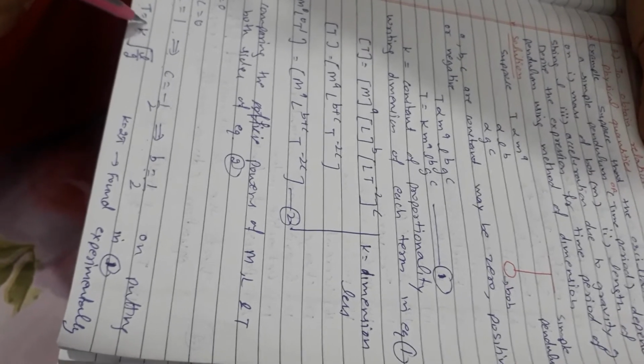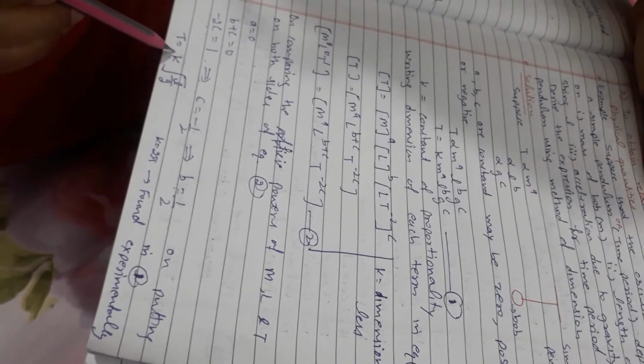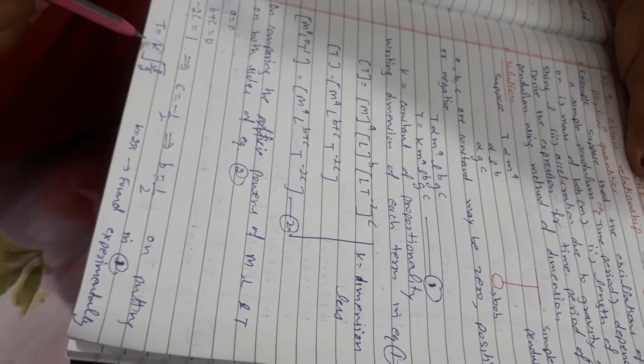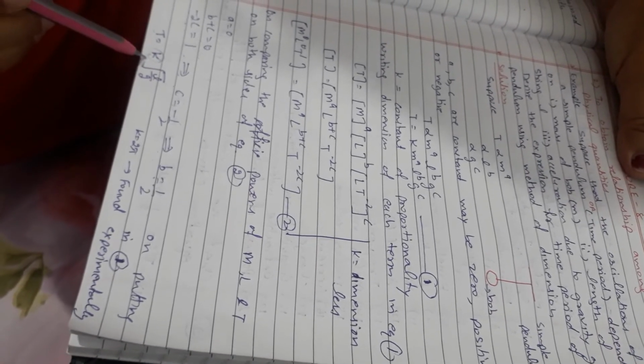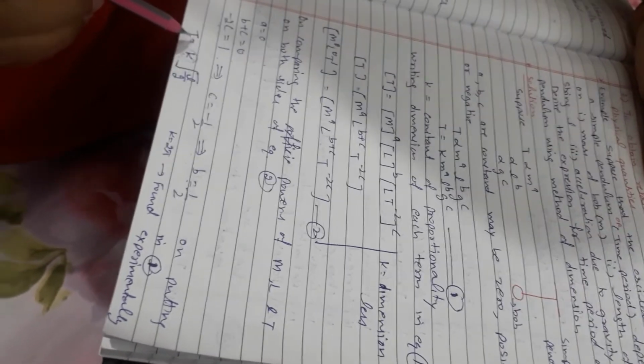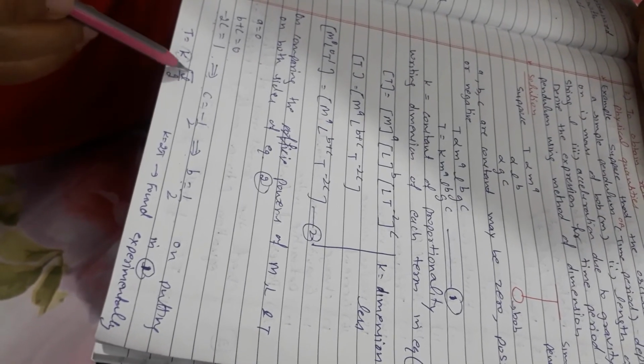It is a drawback of dimensional analysis that we cannot find out the value of capital K, the constant of proportionality. It is found experimentally that K is equal to 2 pi. So the necessary expression is T is equal to 2 pi root of L by g.